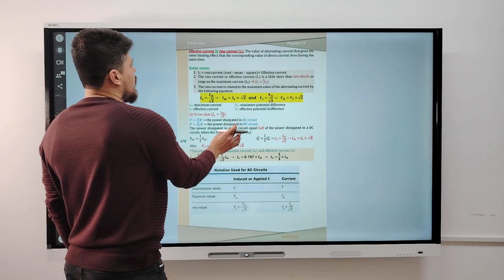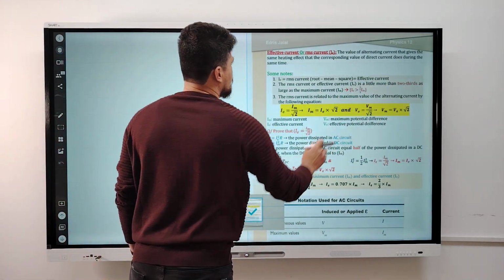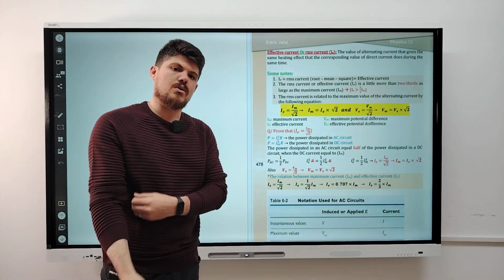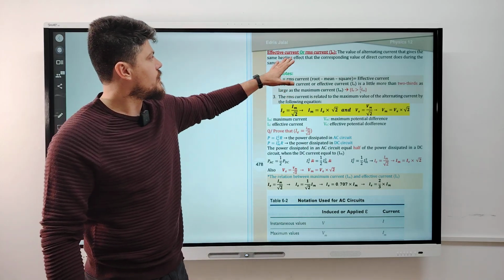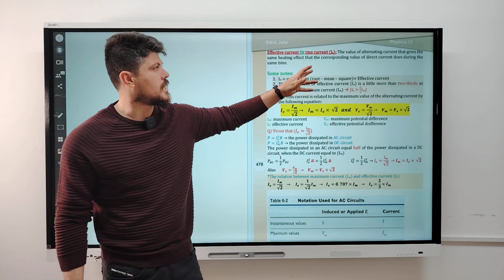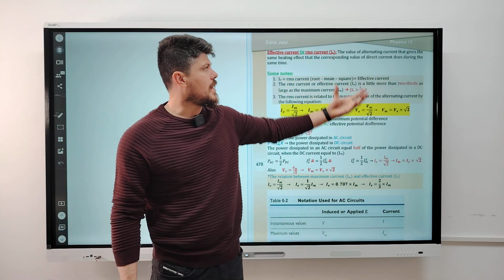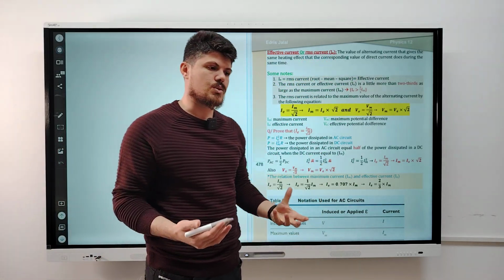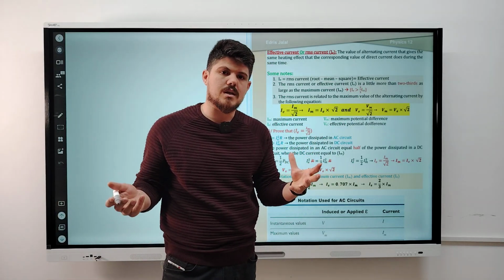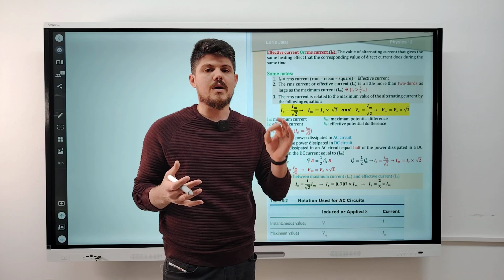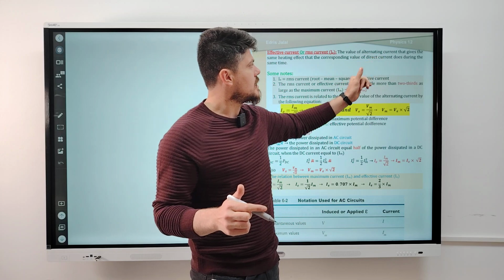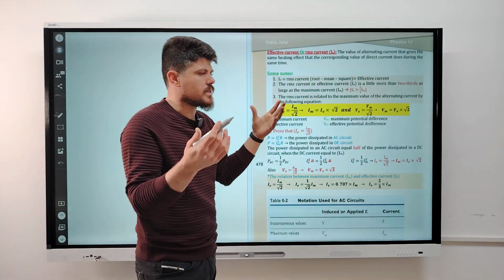What is the RMS value, or RMS current, or effective current, or effective value of potential difference or current? The effective current, sometimes called RMS current, root mean square current, is the value of alternating current. It means the effective value is the value of alternating current that gives what?